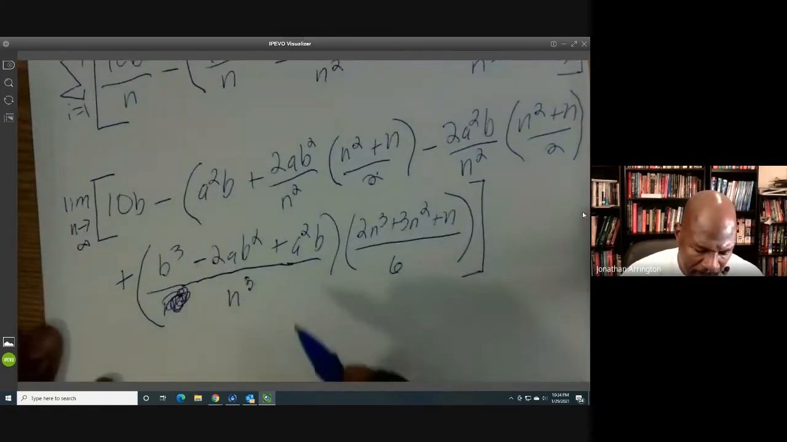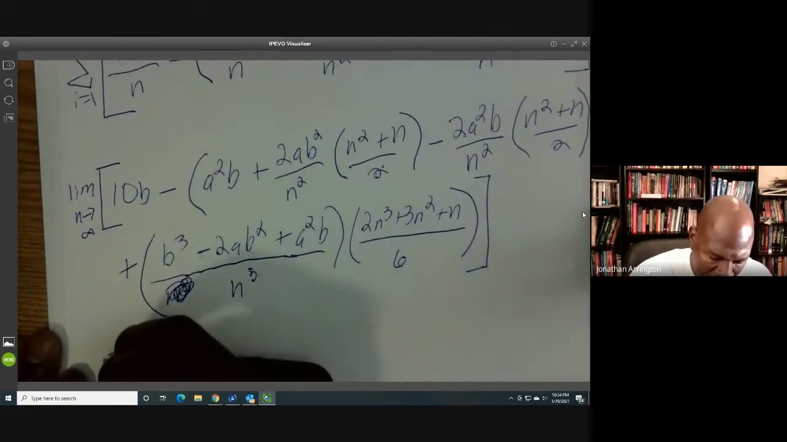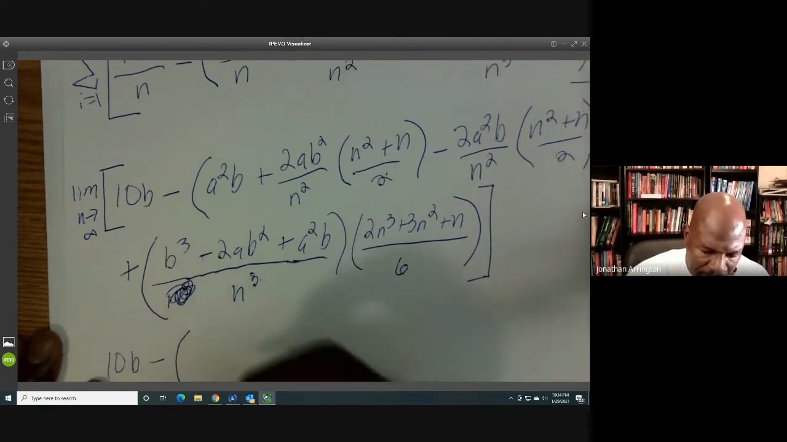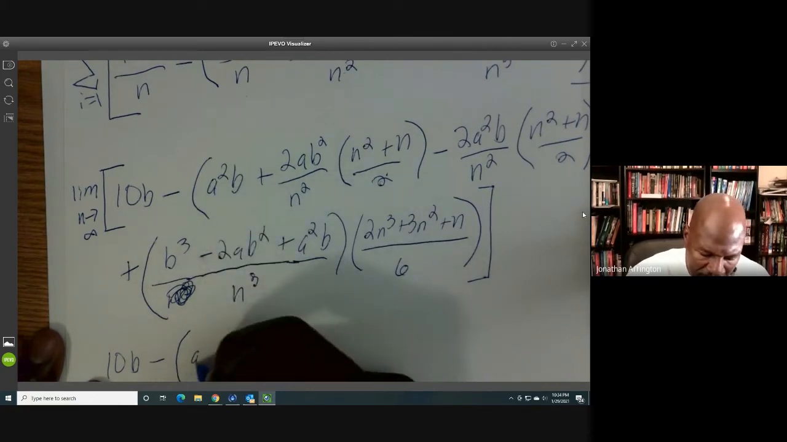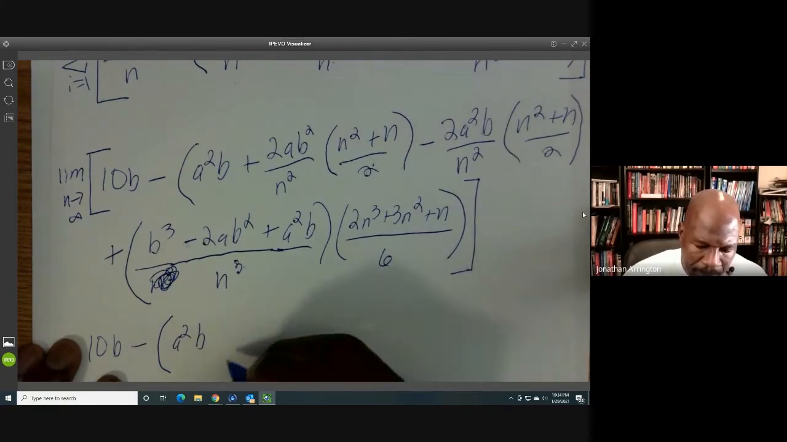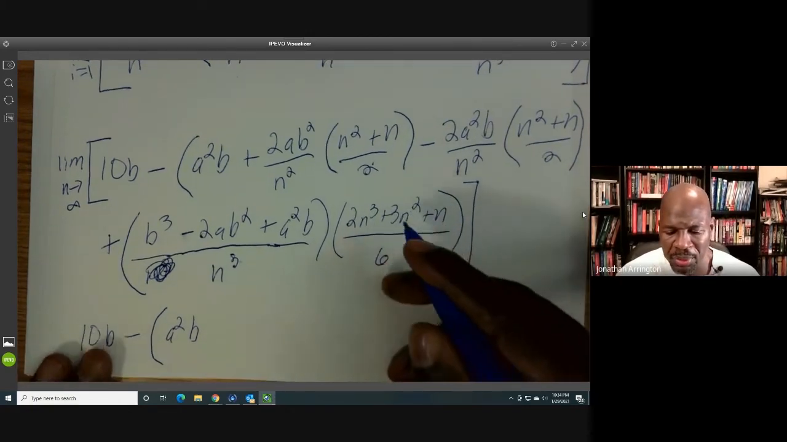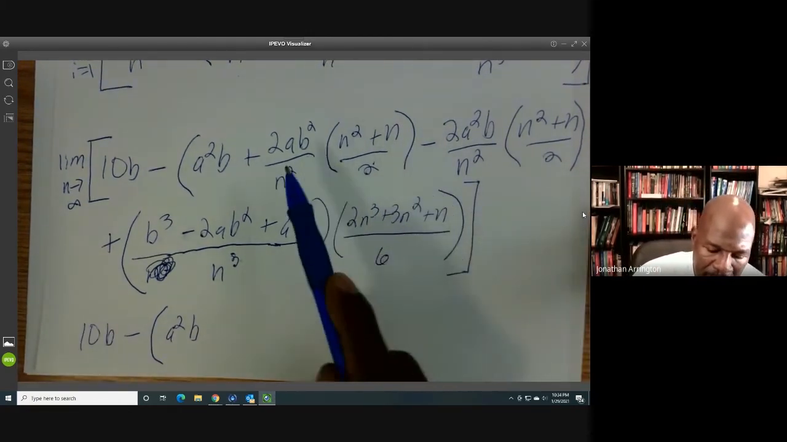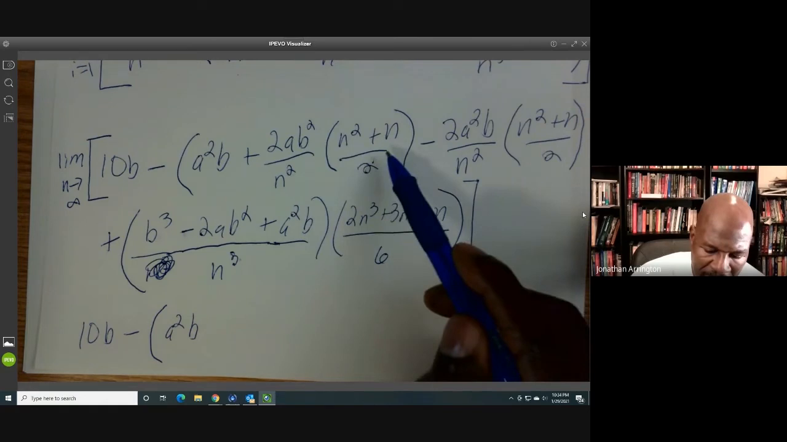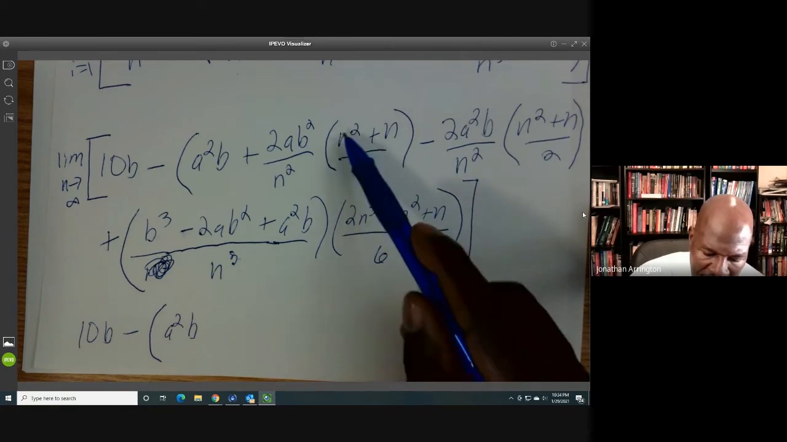Let's see what happens when we take this limit. Well, the limit of 10b as n goes to infinity, there's no n in 10b, so that's just, yes, you guessed it, 10b minus, and there's no n in this, so this is just a squared b. All right, now I want to make sure you understand this because it's going to seem like maybe I'm taking somewhat of a shortcut. So imagine me multiplying this guy first by n squared over 2 and then later by n over 2. Okay, when I multiply by n squared over 2, the n squareds are going to cancel.